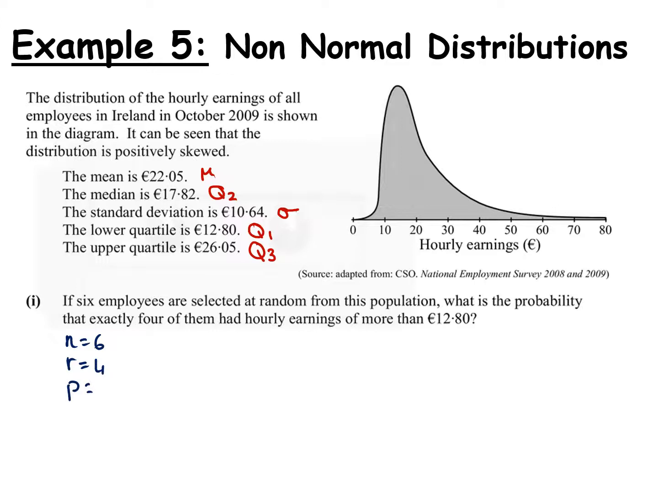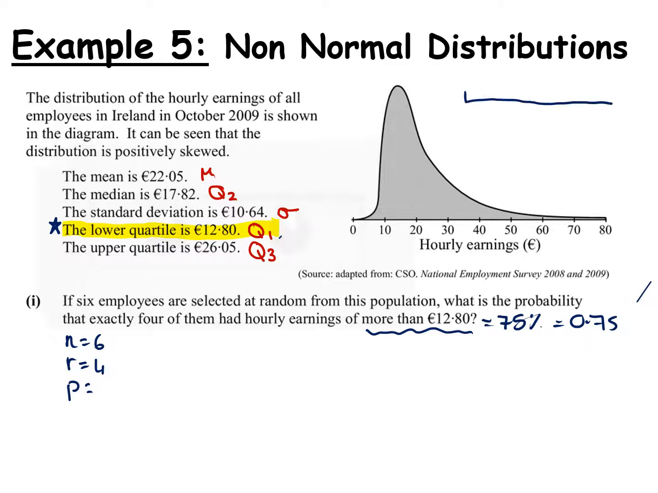So this is the fun part. They want us to find 4 of them had hourly earnings more than 12.80. So what's the probability of having hourly earnings more than 12.80? Well, notice here, and I'll actually use my highlighter so we can see it. It is the lower quartile. So that means the lowest 25%, they're the ones who earn 12.80. So that's the point where there's a quarter lower but 3/4 higher. So the probability of earning more than 12.80 would be 75% or 0.75, because that is linked to the idea of Q1, the lower quartile.